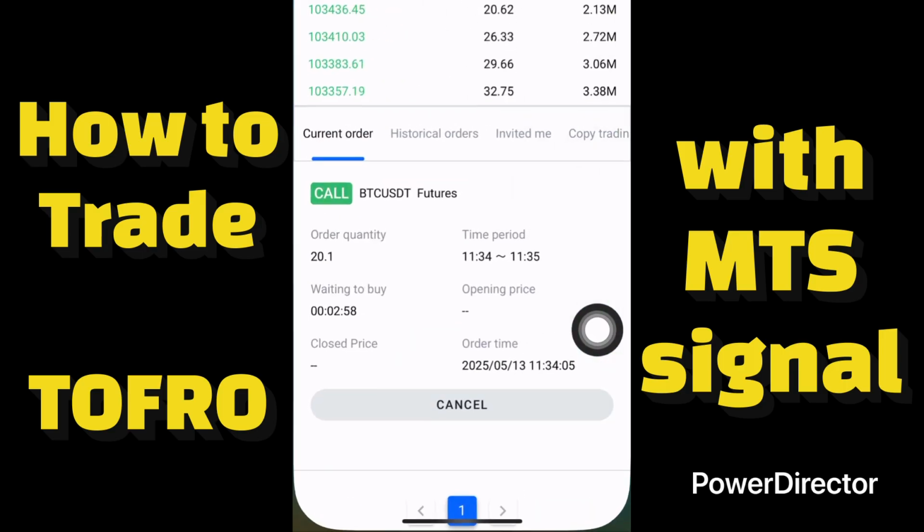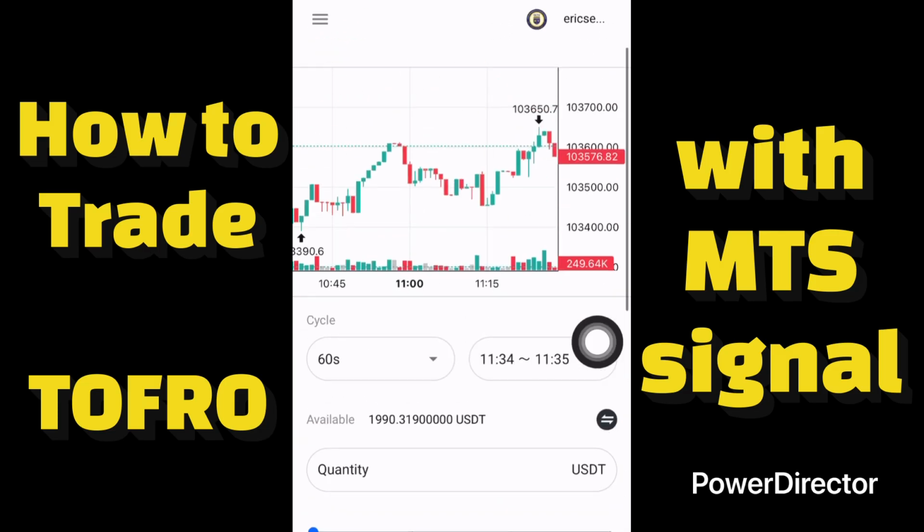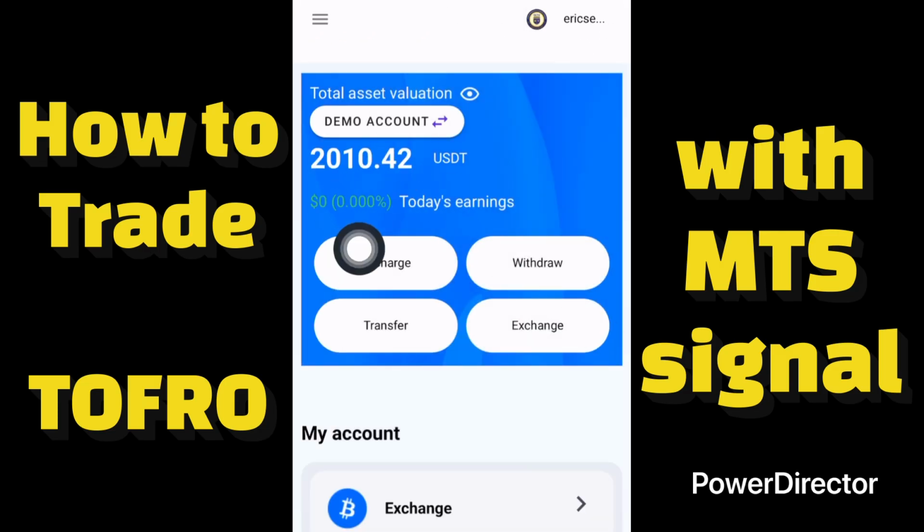I just have to wait for this time remaining to buy. This is like placing a limit trade. We place the trade, and when the time hits, it automatically plays the trade. So now let's wait for it to place the trade. You can see I'm having 2010.42 USDT. When the trade is done, I will show you how much I earn.